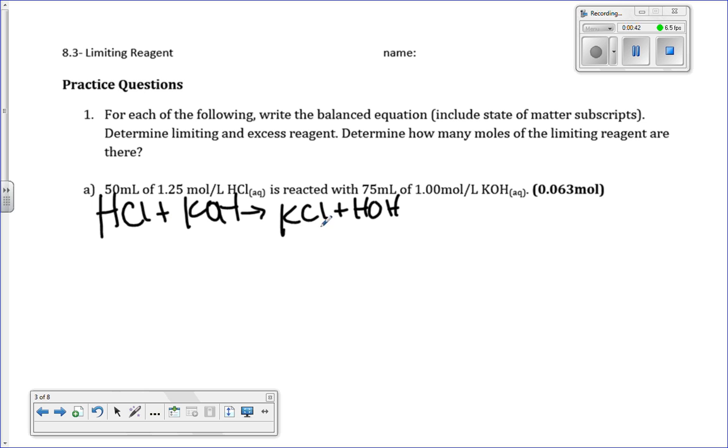We are actually all balanced throughout here, and so now we're going to start by writing in our givens. We have 50 mils of 1.25 molar hydrochloric acid, and we have 75 mils of 1.0 molar potassium hydroxide. First steps first, we have to figure out the moles of each reagent.